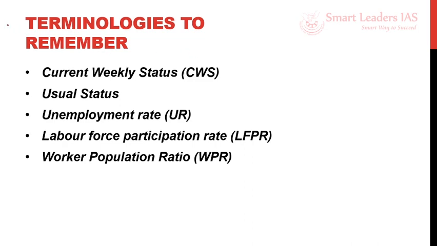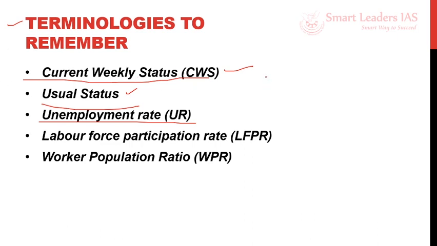To understand this further, we should remember these terminologies: current weekly status, usual status, unemployment rate, LFPR, worker population ratio. These are certain terminologies that you should understand related to employment data in India. Usual status can further be classified into principal status and subsidiary status, alongside current weekly status.